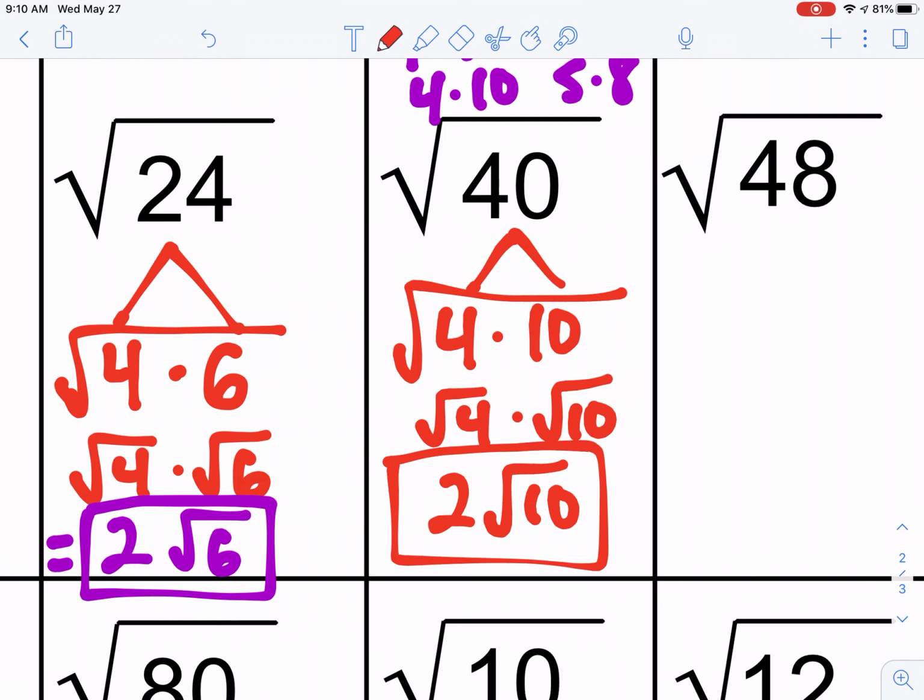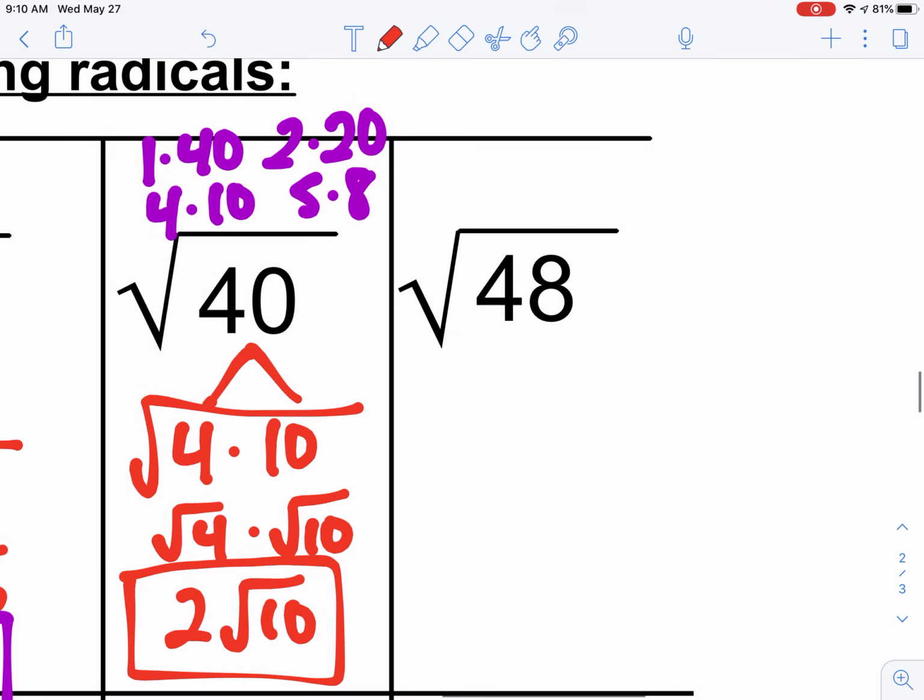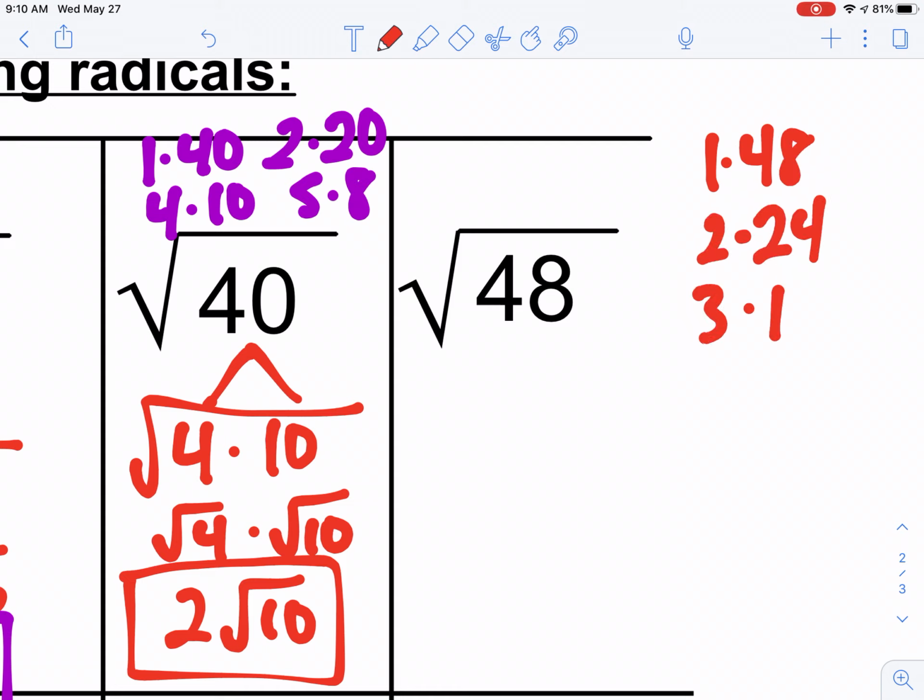Now the next one's tricky, all right? Because 48 has a lot of factors. 1 times 48, 2 times 24, 3 times 16, 4 times 12, and 6 times 8. Lots of factors for 48. I'm getting these very fast, but you should use a calculator if you need to get all the factors.